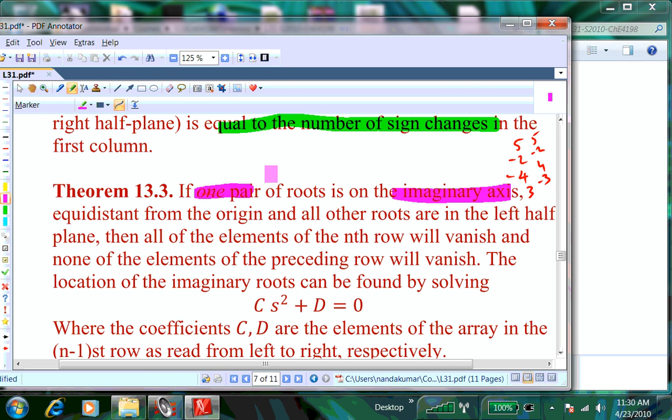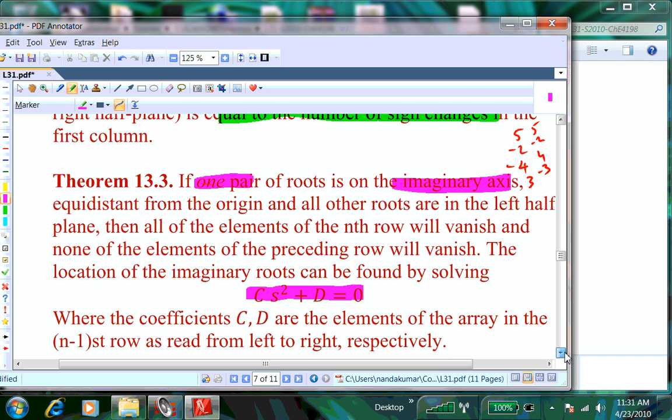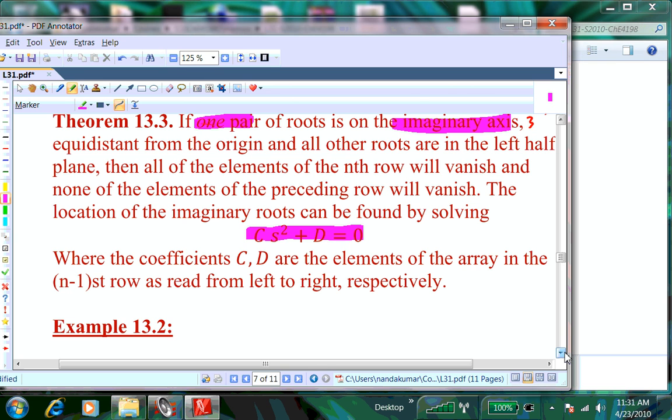Then you take the numbers from the previous row, there will be 2 numbers from the previous row, take those coefficients as C and D, plug them into this, and solve the quadratic. That will give you the imaginary part of those roots, which is related to the frequency. So you can get a lot of information about the stability boundary and the frequency by constructing this simple tool. I think we're out of time. So I'll do a few examples in the next class, and then we'll move on to the root locus method.